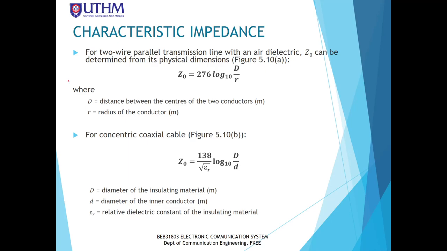For example, like a two-wire parallel transmission line, the characteristic impedance can be determined based on this dimension and also the constant values. Okay, for example, like this. So for the two-wire transmission line, the characteristic impedance is equal to 276 log D over R. Okay, so what is D over R? D is the distance between the centers of the two conductors. R is the radius of the conductor.